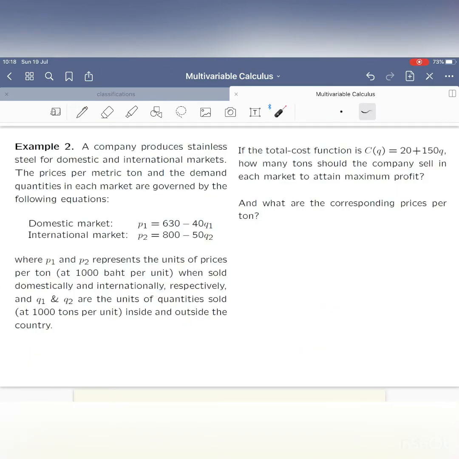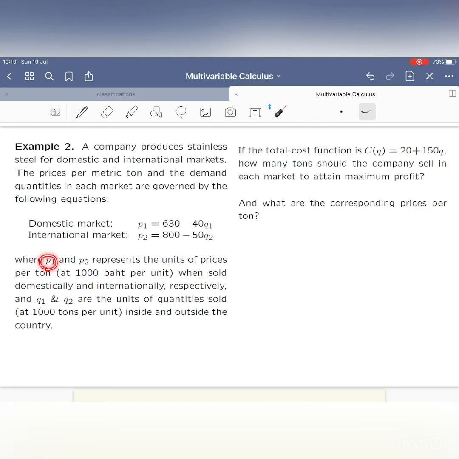Let's look at this example. It says that this company produced stainless steel for, of course, domestic and international markets, okay, and the price per metric ton and the demand quantities for each market are governed by this following relation. So the price of the domestic market depends on 630 minus 40 Q1, and for the international market, P2 depends on 800 minus 50 Q2.